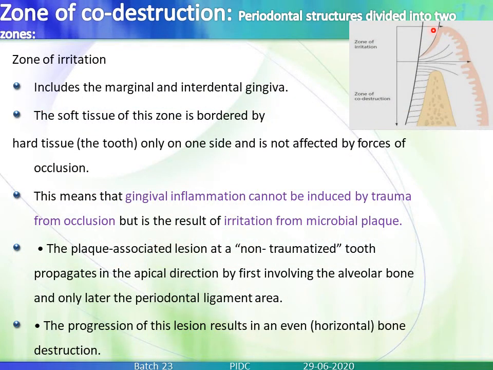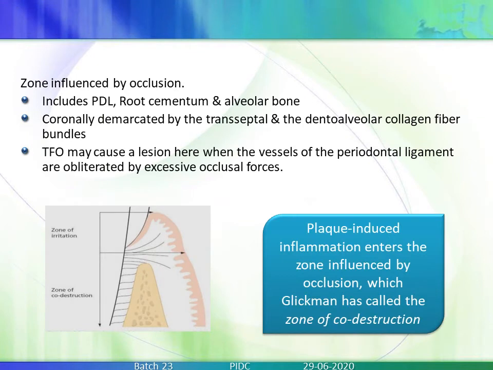Only if there is some amount of plaque, there is going to be an irritation to this area, resulting in marginal gingivitis. So the plaque-associated lesion at a non-traumatized tooth propagates in an apical direction. First it involves the alveolar bone, and later the periodontal ligament area. The progression of the lesion will result in a horizontal bone loss pattern. But there is also a zone influenced by the occlusion. If there is an increased amount of occlusal forces, it acts mostly on the periodontal ligament, the cementum, and the alveolar bone.